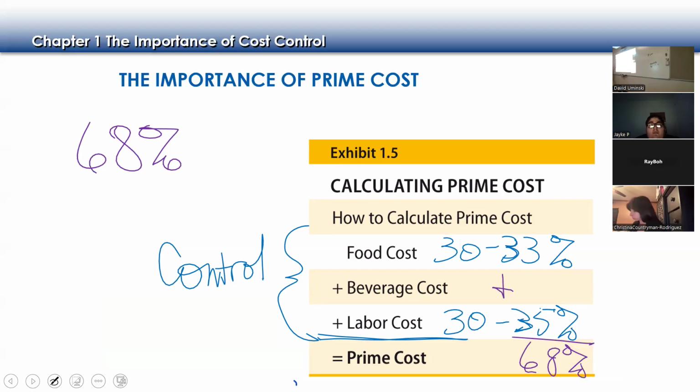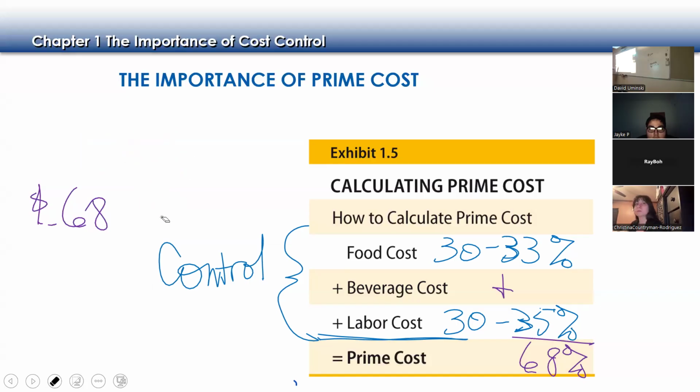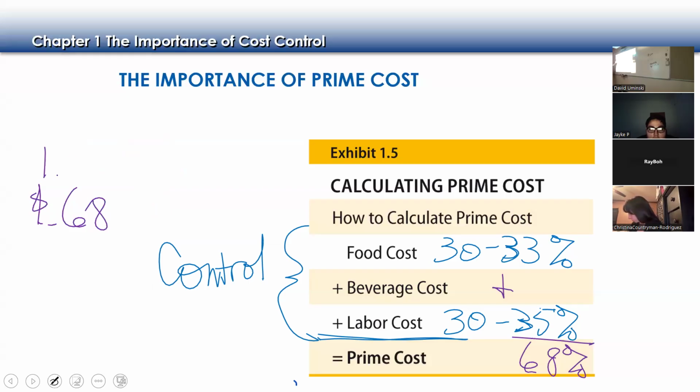Let's put that in terms of money. Okay. That means 68 cents of every $1 goes to cover those costs. Okay. So 68 cents of every dollar goes to cover our prime cost. So if we have $1 and we subtract 68 cents, what do we get? 32. 32 cents.